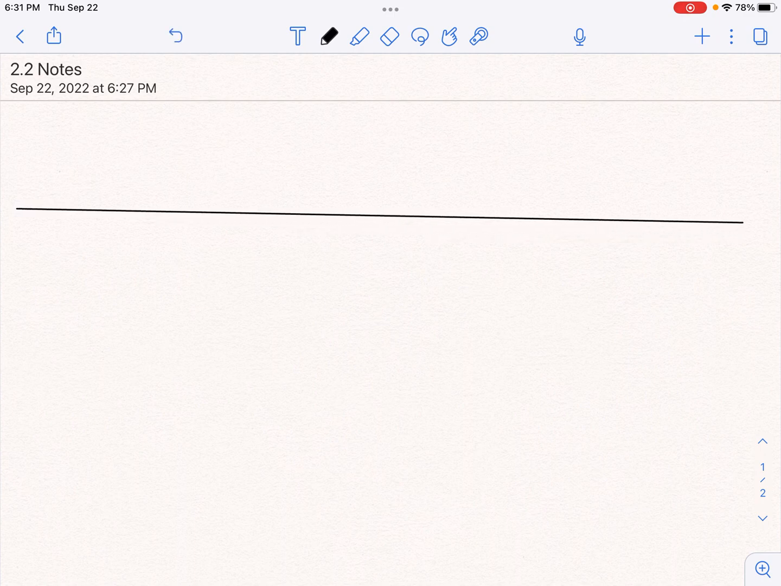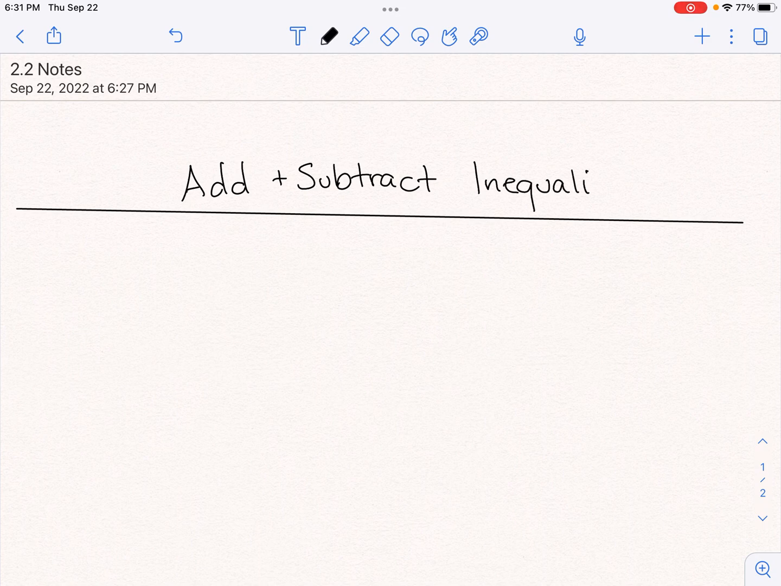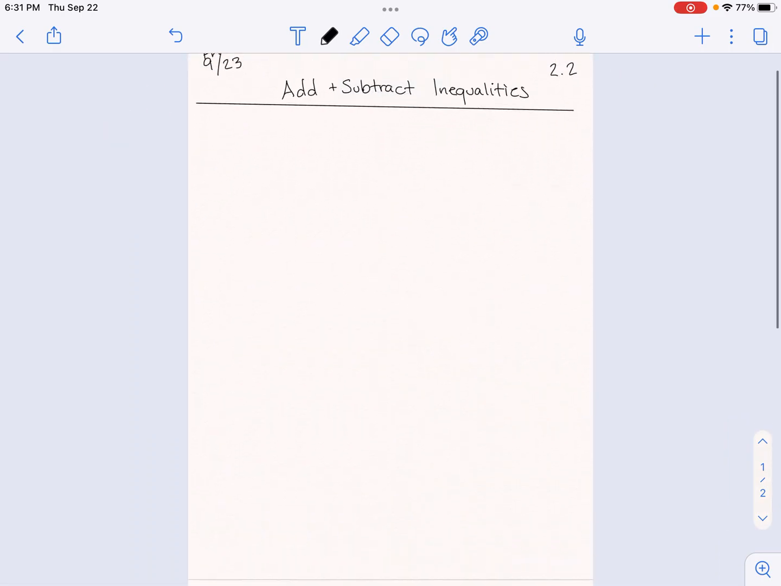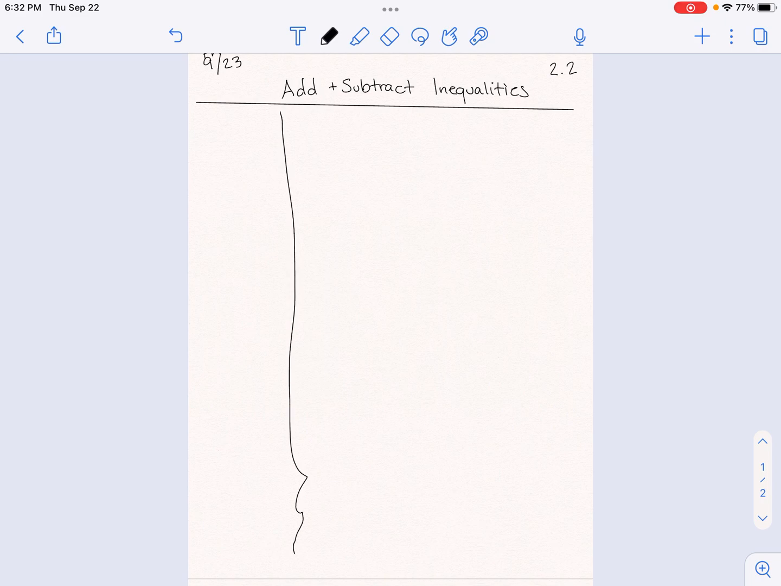Let's do this. We'll abbreviate here. We'll just say add and subtract inequalities. You get the idea. We'll probably be abbreviating quite a bit because I don't want you to write too much. On the top right, we'll put 2.2. Top left, today's date will be, we're supposed to put Friday, 9/23. And that's also going to put this line down the center, skewed to the left.